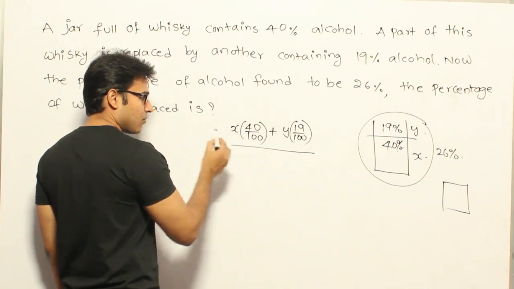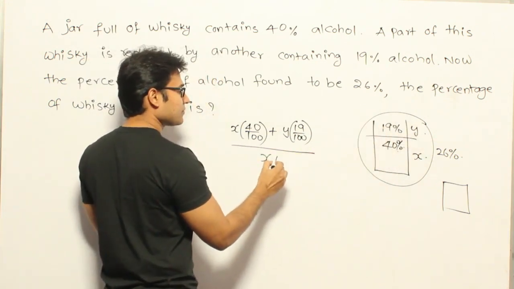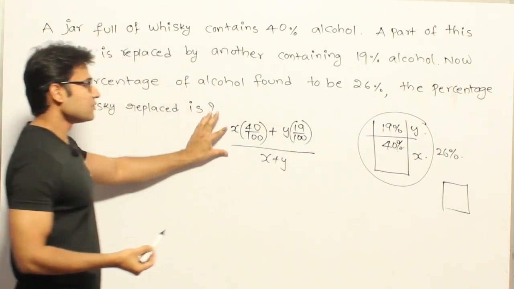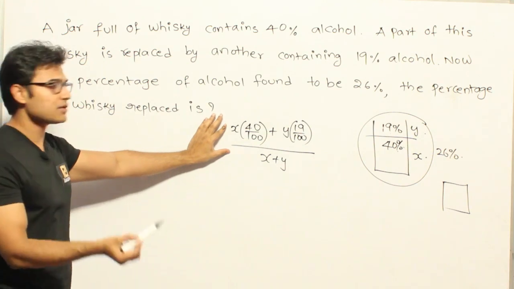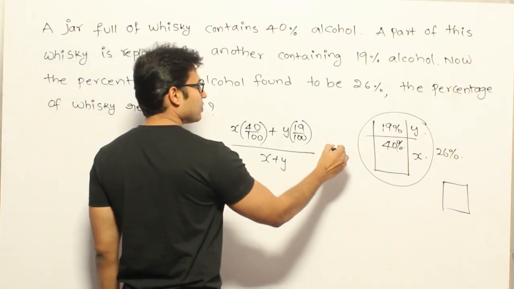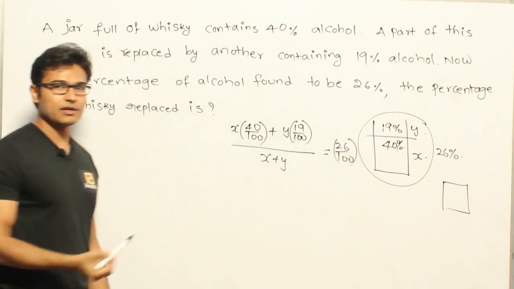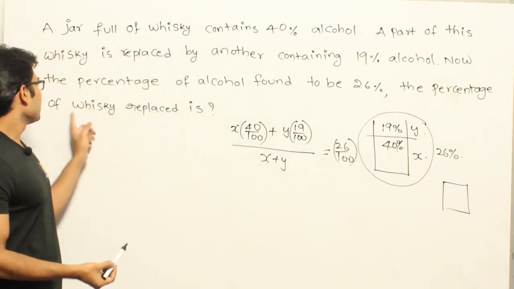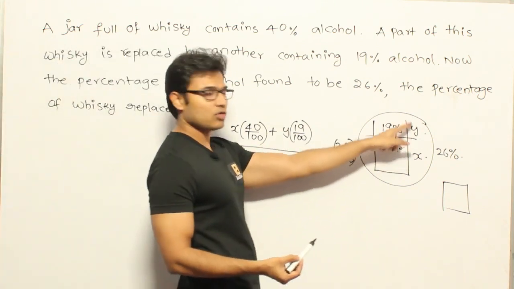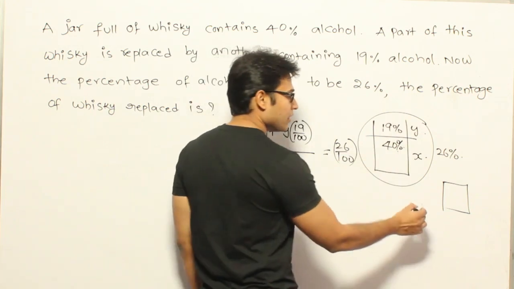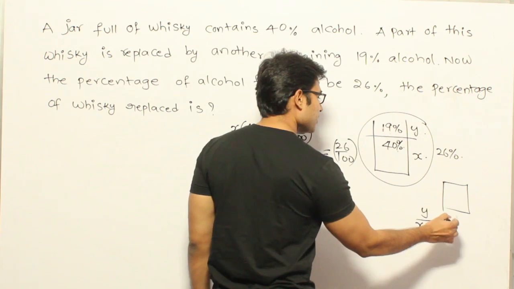Now what is the total amount of mixture present there? X plus Y. Got it? So this will give us the concentration of alcohol in the final mixture. Now they are saying that this is equal to 26 by 100. And they are asking us the percentage of whiskey replaced. So what is the whiskey replaced? Y, out of how much? X plus Y. Therefore what they are asking is Y by X plus Y into 100. This is what is asked.